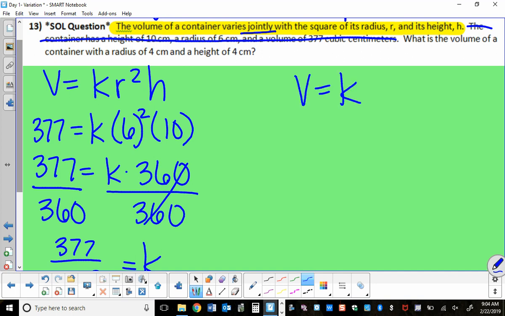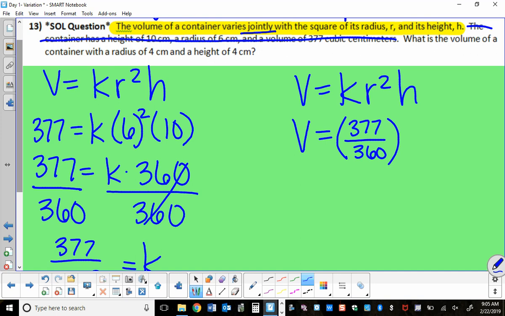All right, for my final answer, let's keep my same equation. V equals k times r squared times h. And it says, what is the volume? We don't know. My k, we said, was 377 divided by 360. What is the volume of a container with a radius of 4? So that's 4 squared and a height of 4. You guys could probably just take this right into your calculators. I'll do it on mine too so we can see.